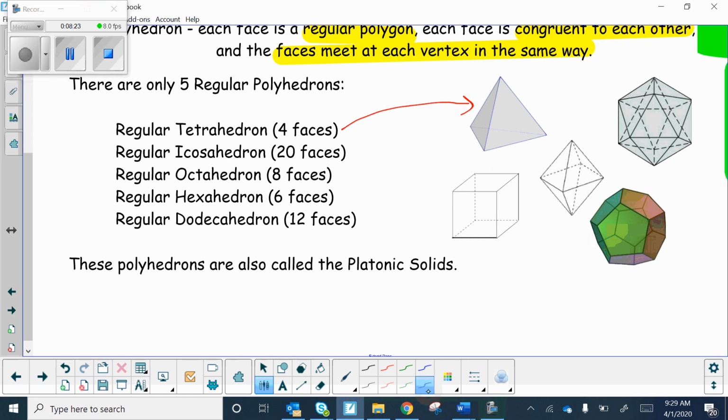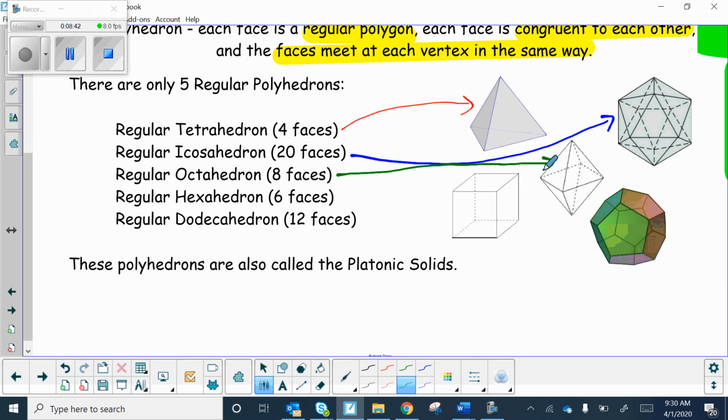And that one is back over there. That one has the most faces. Those are all regular triangles. Same thing on the tetrahedron. Those are all regular triangles. Then you have the octahedron. That one has 8 faces. That one is right there.